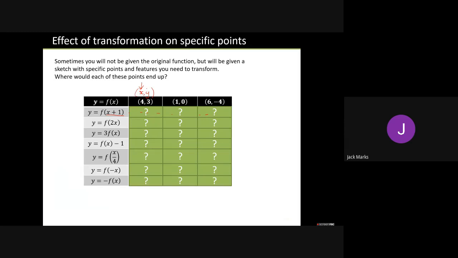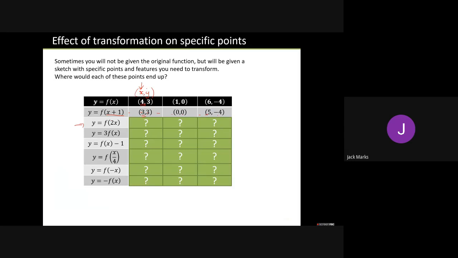Plus 1, well, what's the effect? It's the opposite of what you expect. So instead of adding 1, it takes away 1. So the x here is reduced by 1. The x is reduced by 1. The x is reduced by 1. Notice that the y stays constant each time.